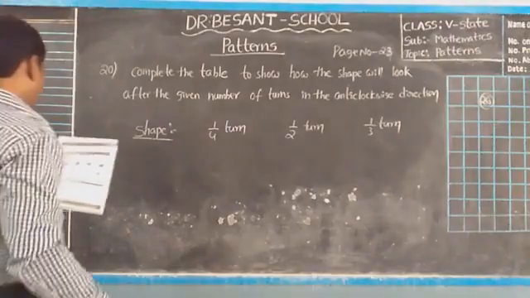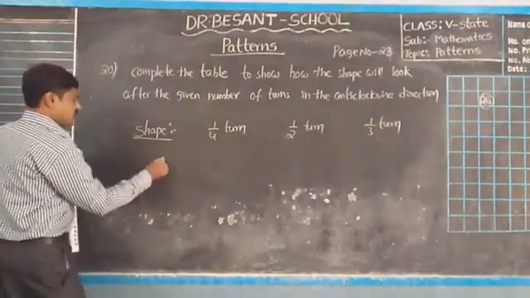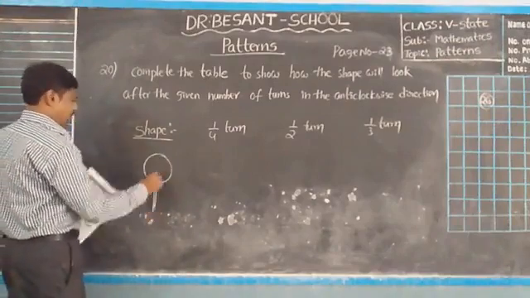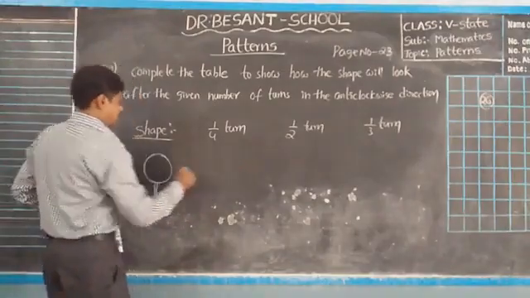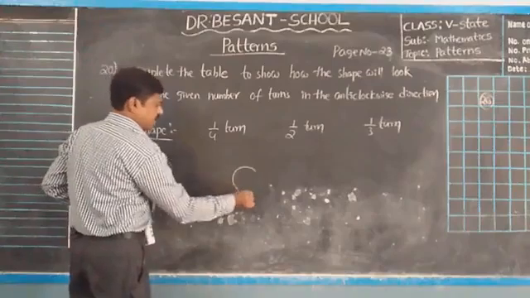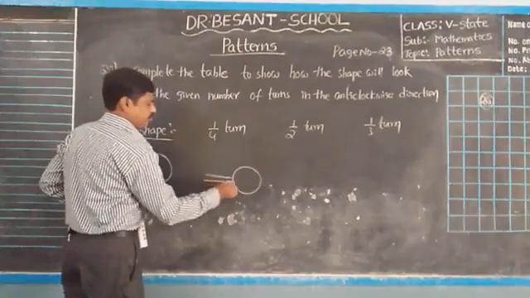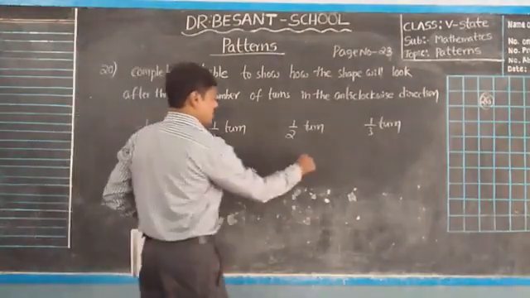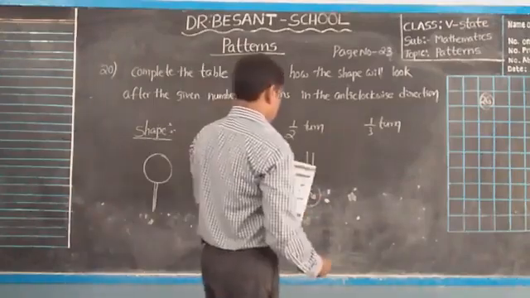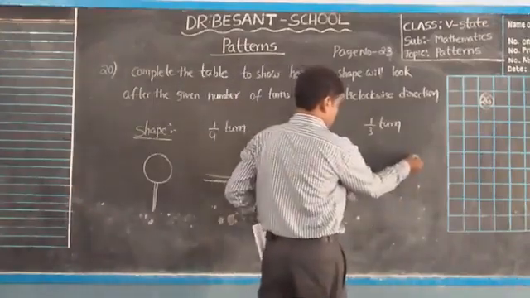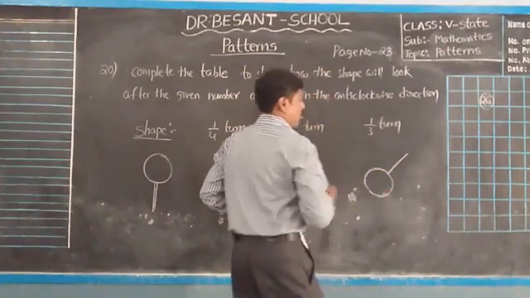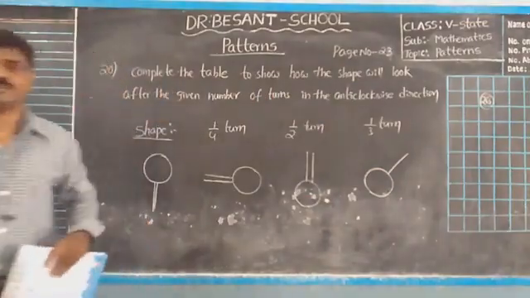Okay, children. So first one, this is the actual diagram. Some design will be there. You can draw the design. 1 by 4 turn. 1 by 2 turn. 1 by 3 turn. Okay, children?